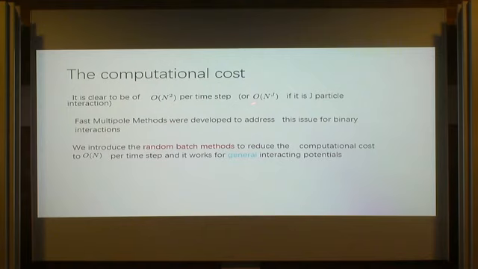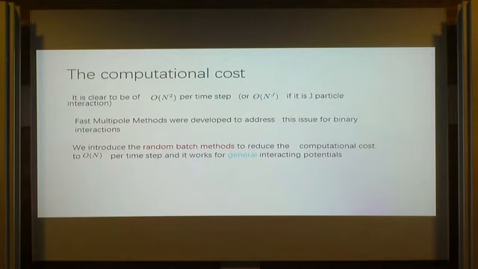So of course, a lot of important algorithms were introduced to handle this difficulty, for example fast multipole methods. They work quite powerfully when you have short-range interaction. For long-range interaction, it becomes very complicated. Today I'm going to show you a new method, which is embarrassingly simple. But it works and reduces the cost from order N squared to order N per time step. And it works for general interacting potentials, not just short range, but also long range.